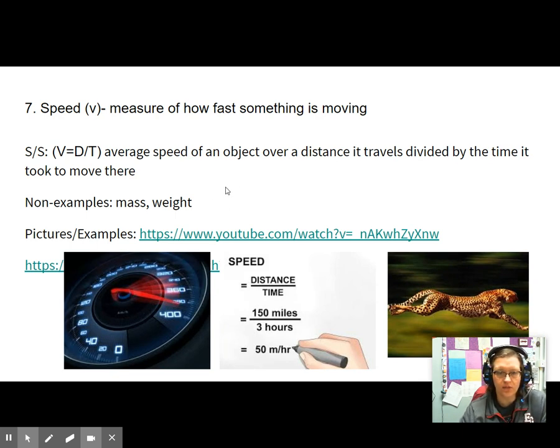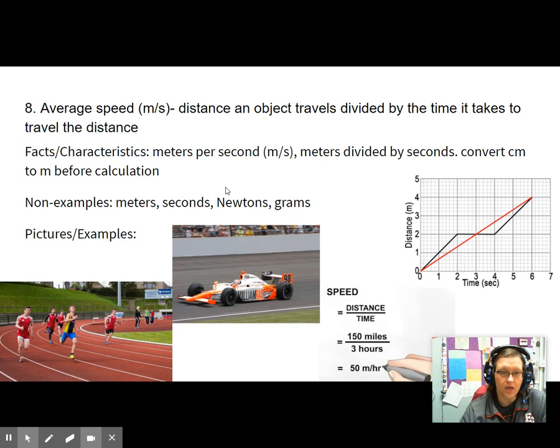Non-examples, other things you can measure. Average speed is usually what you're calculating when you're dealing with a speed calculation. It makes more sense than instantaneous speed, which we'll talk about here in a second. Again, this is the same information as the speed slide. Meters per second is usually what we're looking for in the SI units.